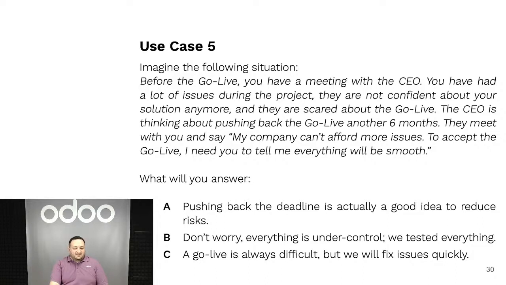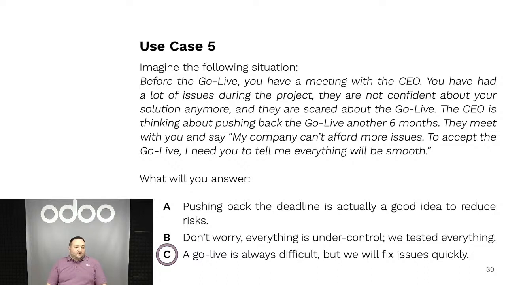Okay, so let's look at the answer. Again, it's C. A go live is always difficult. No matter how prepared you are, issues will arise during the go live. But the thing is, we will react quickly. We will fix the issues and move on. So let's look at option A and B. Pushing back the deadline is actually a good idea to reduce the risk. No matter how long or how far you push the deadline, you'll always face issues with going live. So there's no point in pushing the deadline.